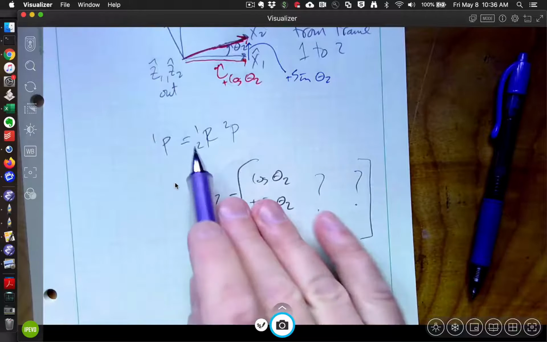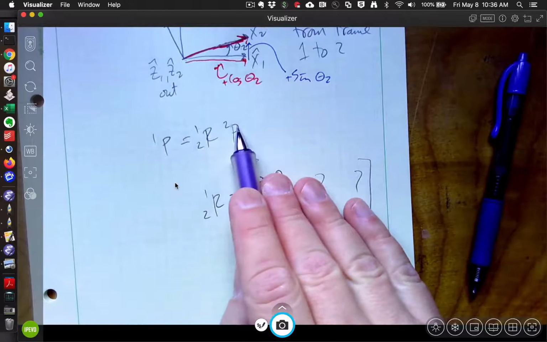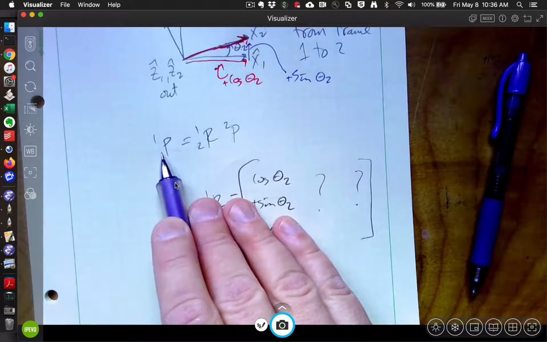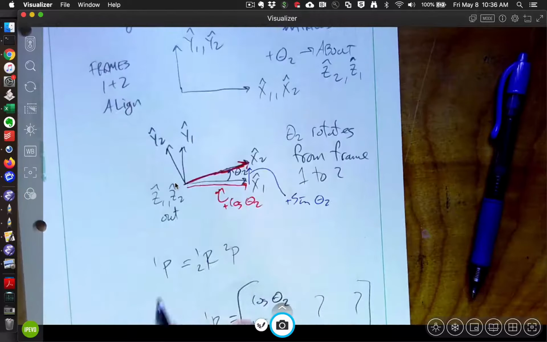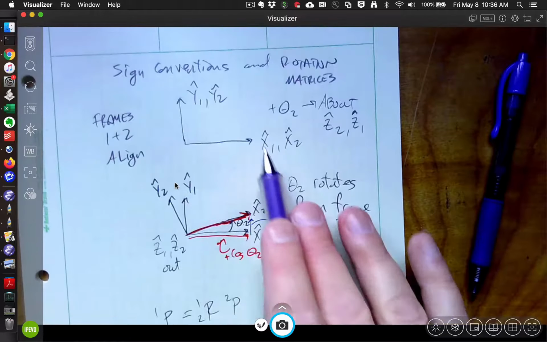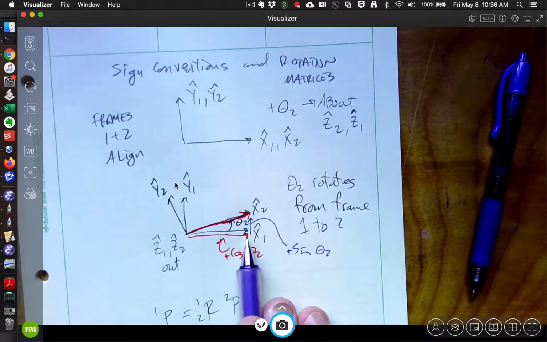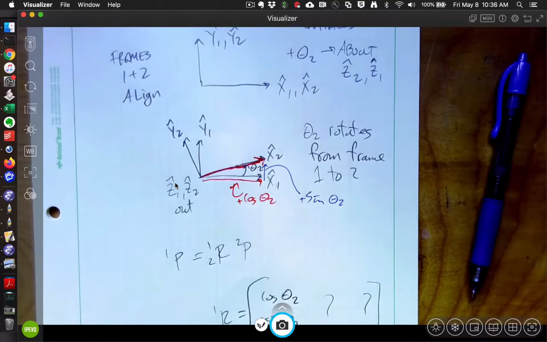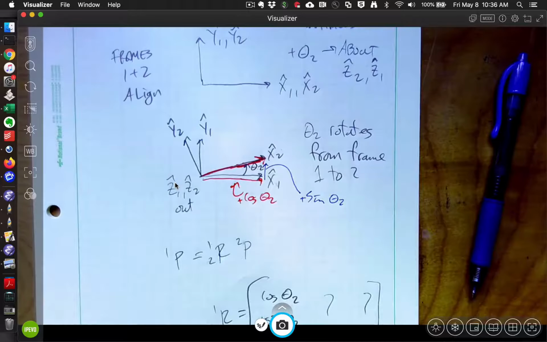So the rotation matrix takes a vector from frame 2 and transforms it back to frame 1, but when we talk about how to get theta 2 positive, we're starting with x1 and x2 aligned, and we're rotating from x1 to x2. So those two things probably seem like they're in conflict with one another. That is just the convention that essentially all engineering robotics textbooks use that I'm aware of.